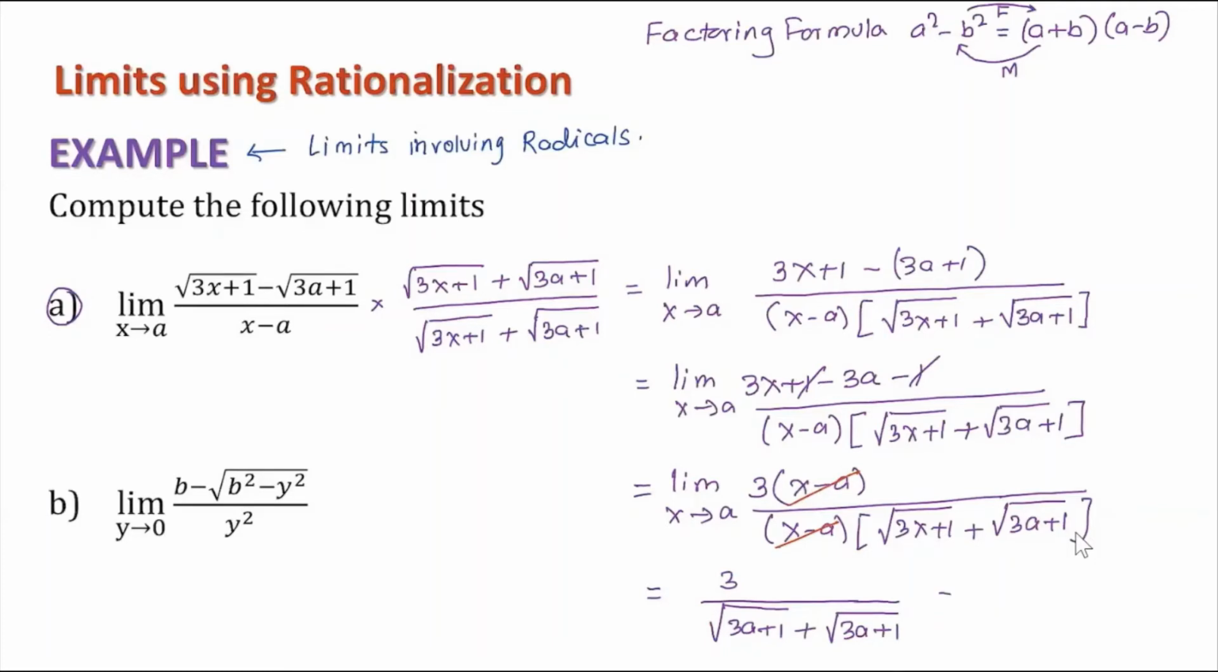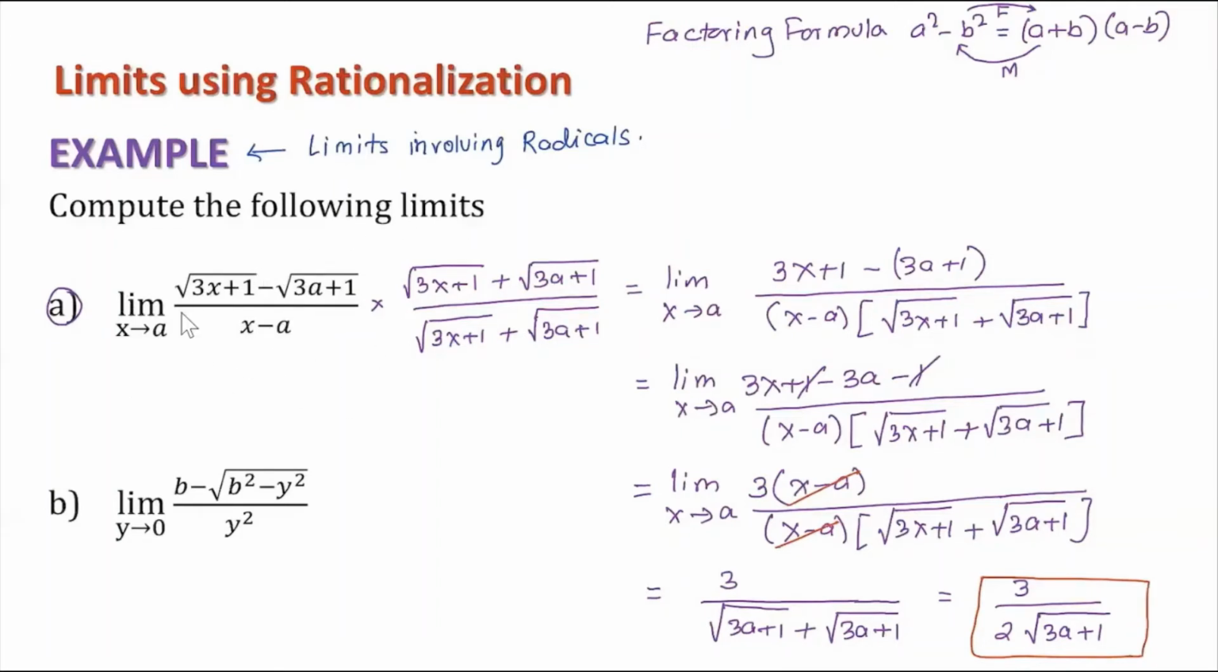So now we can simplify this. In the numerator, I have 3. In the denominator, we have the square root of 3a plus 1 plus the square root of 3a plus 1. We have 2 of them. So I can write that as 2 times the square root of 3a plus 1. So that is my final answer. That is the limit of this function involving a radical.